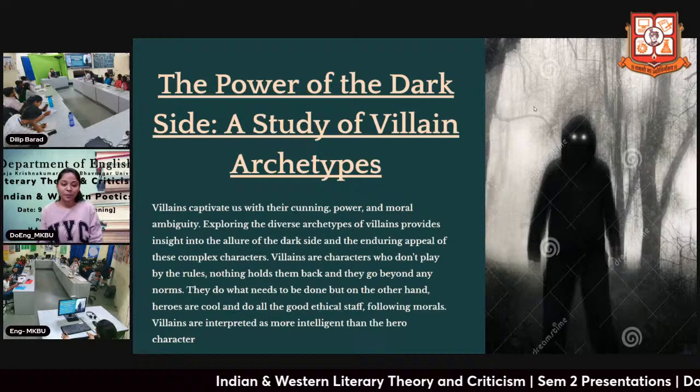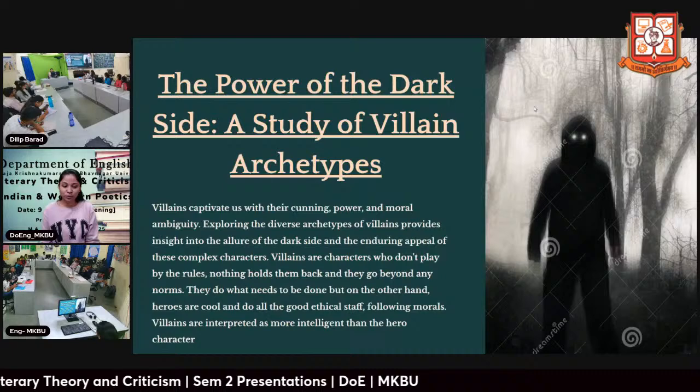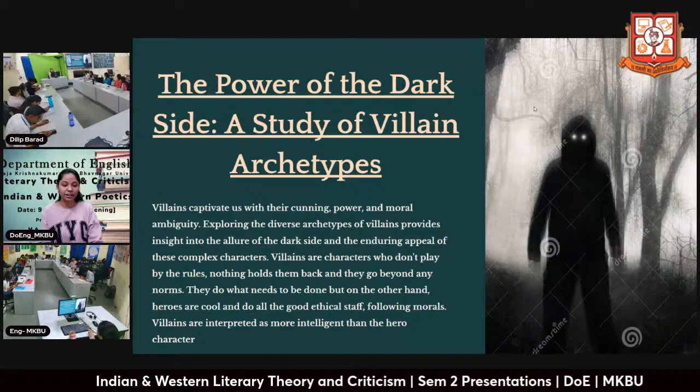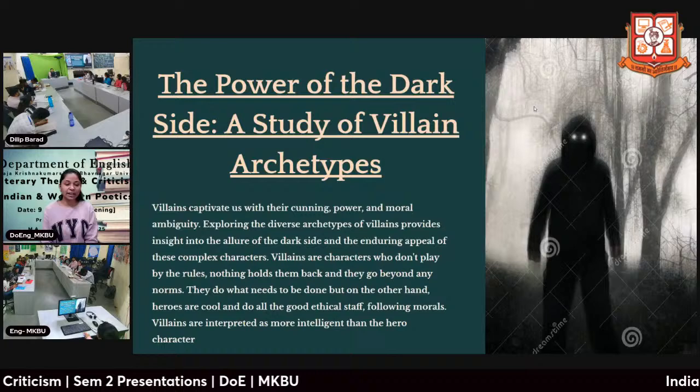Villains are characters who don't play by the rules. Nothing holds them back, and they go beyond any norms. They do what needs to be done. But on the other hand, heroes are cool and do all the good ethical stuff, following morals. Villains are interpreted as more intelligent than the hero characters.